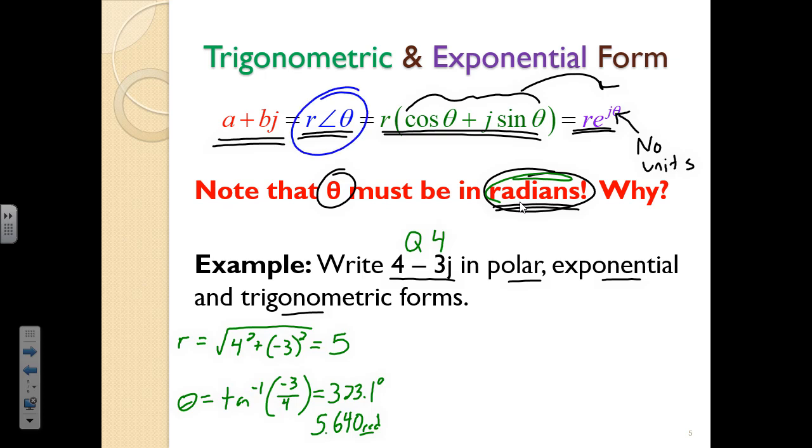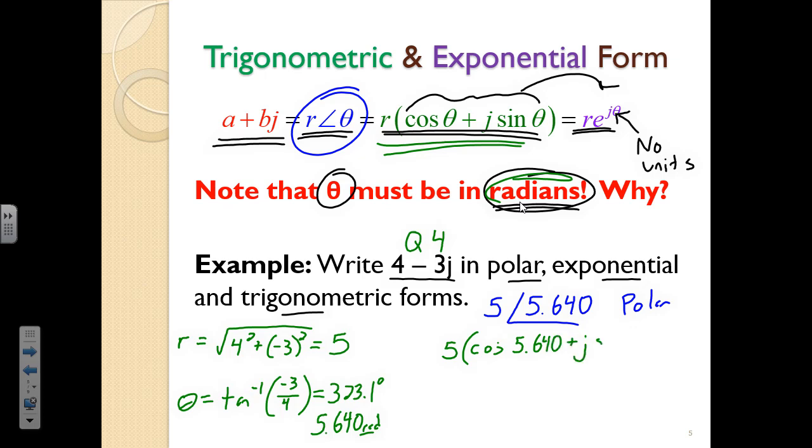In polar form, we know that this is going to be 5 at 5.640. That one could be in degree form, but we're going to put it in radian form. Done. Okay, trigonometric form, r times cosine theta plus j sine theta. That's going to be 5 times cosine of 5.640 plus j times the sine of 5.640. Done. There's trigonometric form. And finally, exponential form. Exponential form, our magnitude is 5, e to the 5.640 is our angle, j, done.